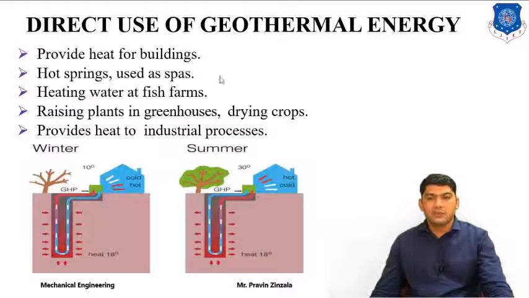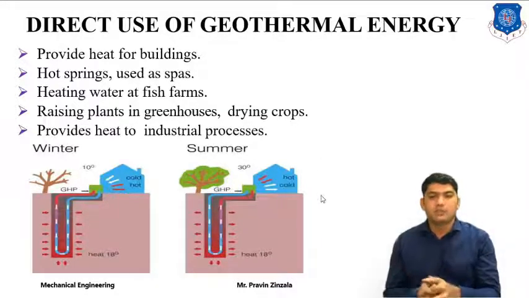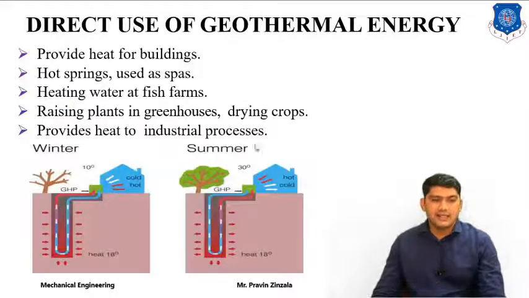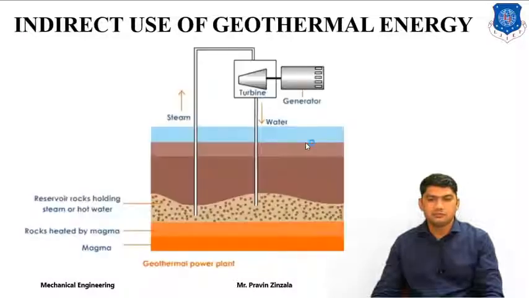Other applications include providing heat for buildings, space heating, space cooling, hot springs, heating water for fish farms, raising plants in greenhouses, or drying crops. We can also use it to dry products in agriculture, provide heat to industrial processes, and serve specific industries.